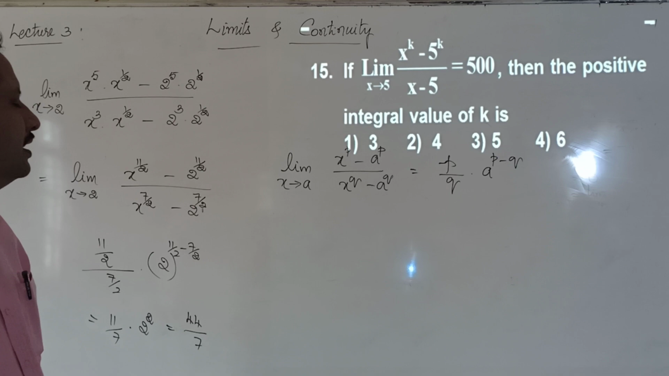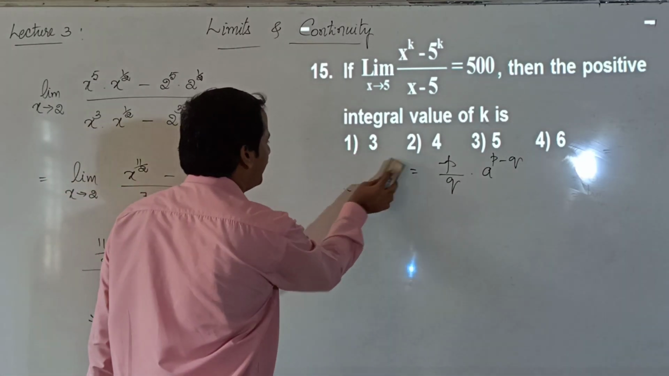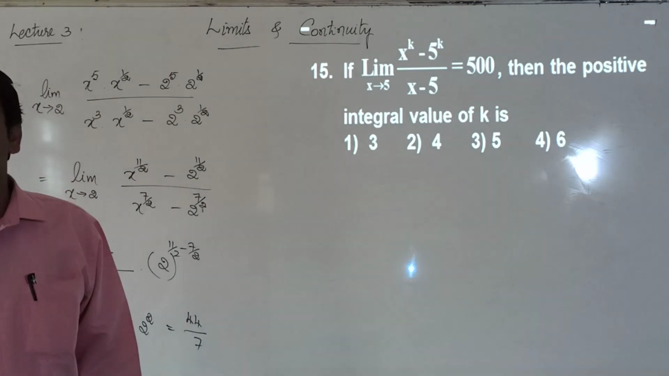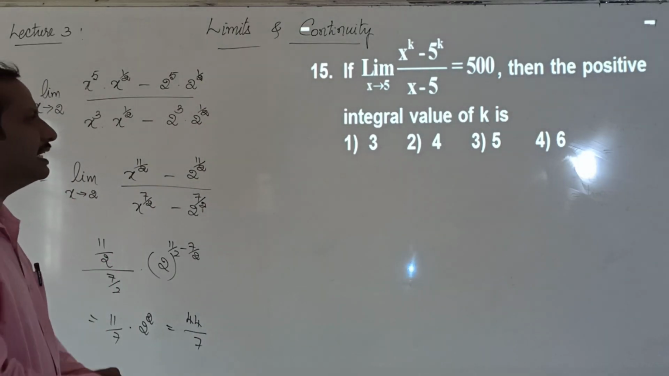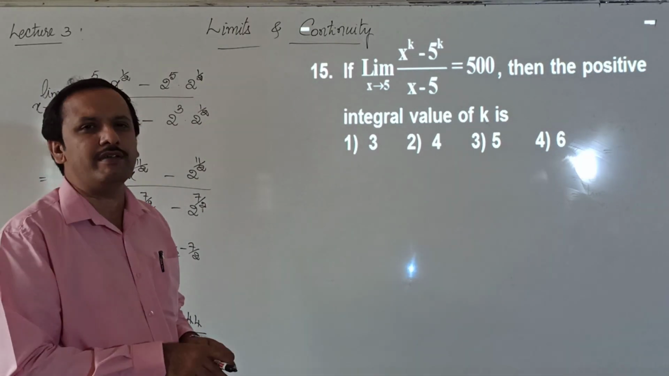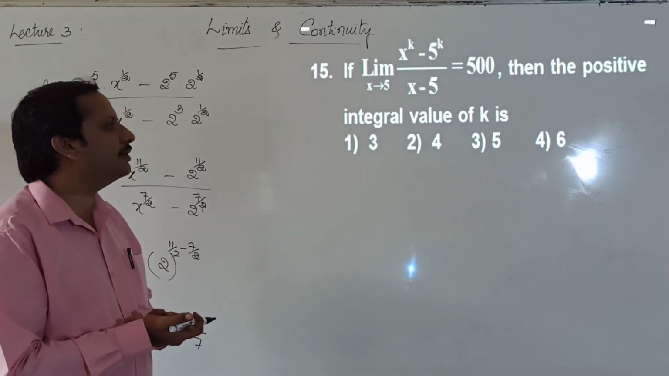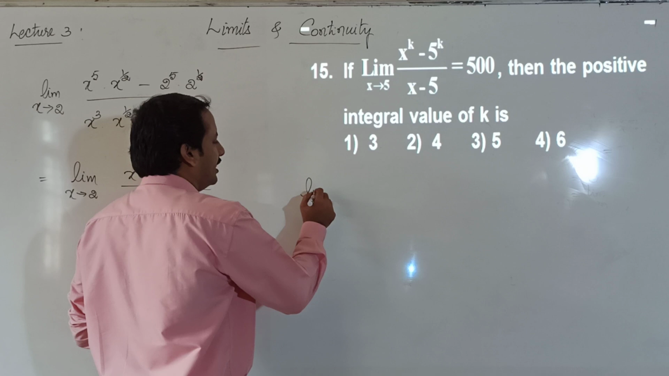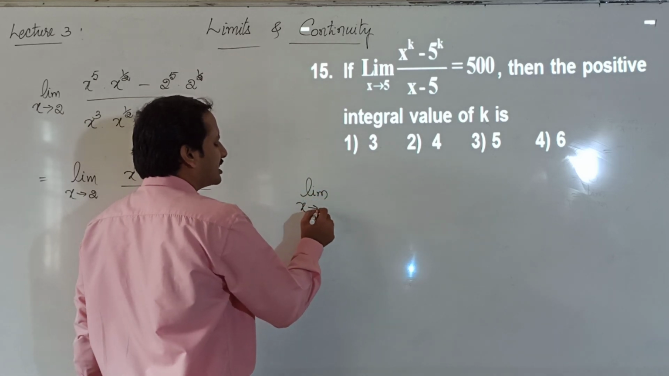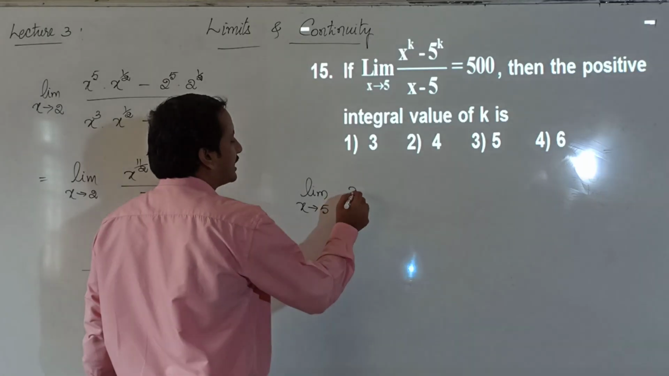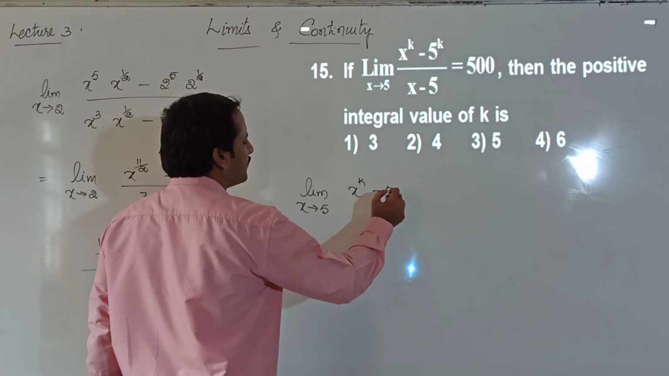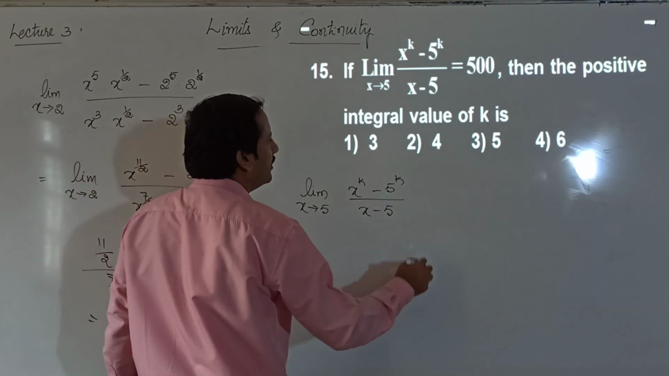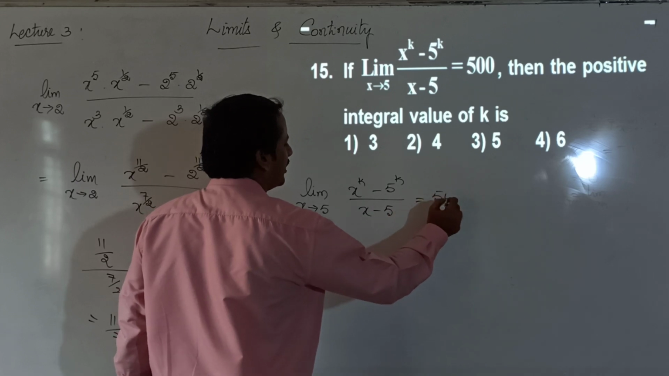Okay, next. 15th question. If limit x tends to 5, x power k minus 5 power k divided by x minus 5 is equal to 500, then the positive integral value of k is. Okay. See, they have given that limit x tends to 5, x power k minus 5 power k divided by x minus 5 is equal to 500.